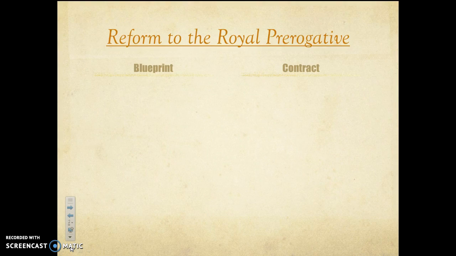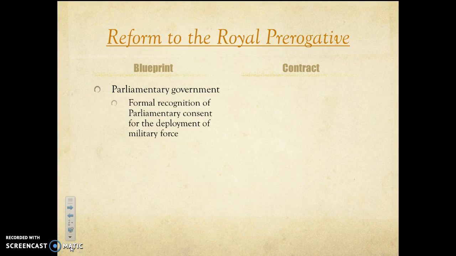I think, without a shadow of a doubt, the most important reform we've seen under the Conservatives has been to the royal prerogative. Now, this is all about parliamentary government. This is about the government being restricted. We're seeing real limits here to policy sovereignty. And we have formal recognition of parliamentary consent for the deployment of military force. Now, this started under Blair, but it reached its apotheosis under Cameron with his attempts to go to war in Syria in 2013. And I'll talk about that a little bit next.